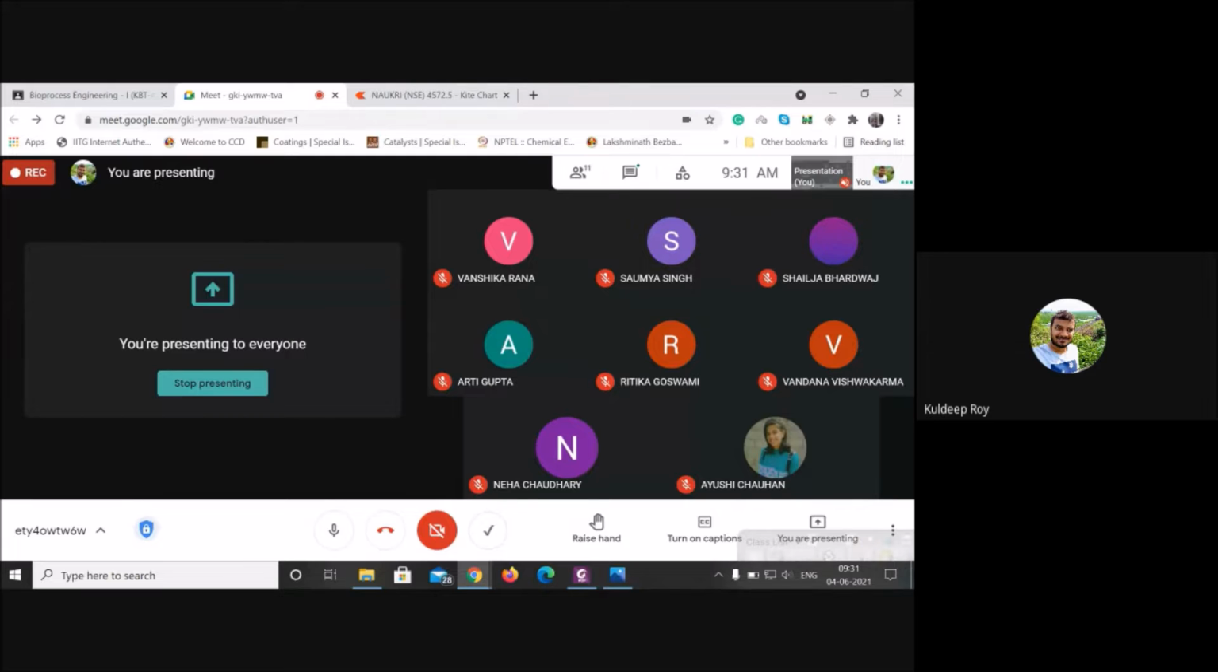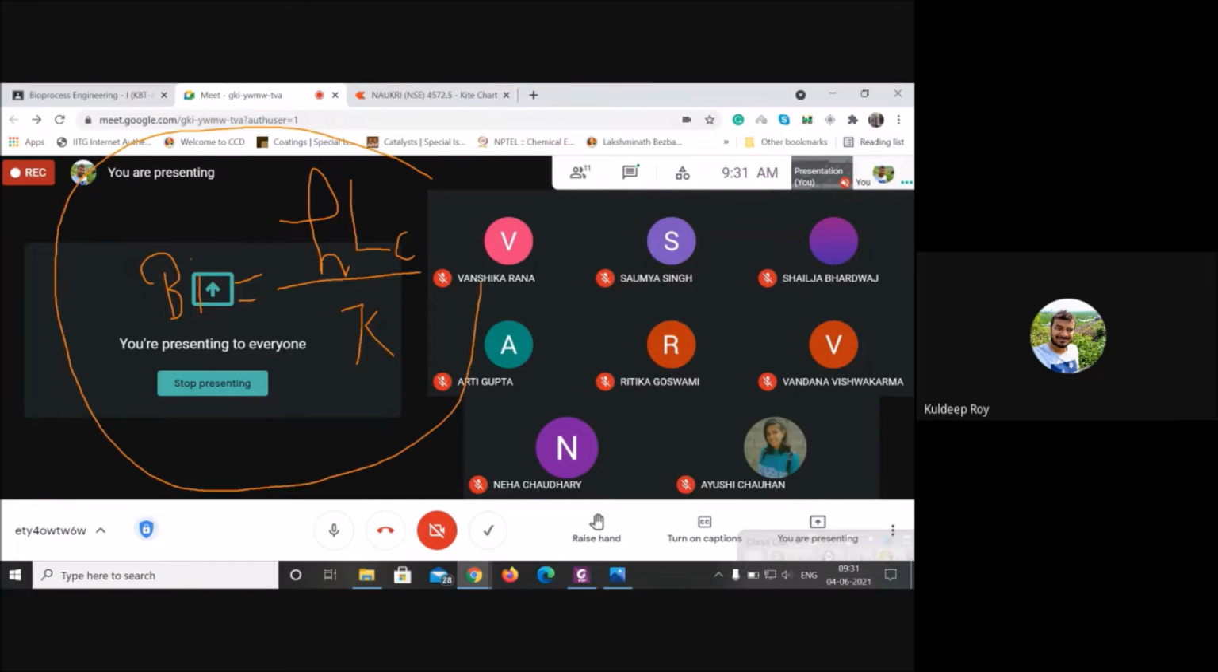In the last class, we discussed the Biot number, correct? What is the formula? Bi is h, the convective heat transfer coefficient, multiplied by the characteristic length, divided by the thermal conductivity. So this kind of phenomenon, which relates both your convection and your conduction, is called the Biot number.